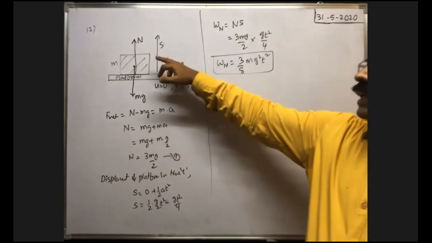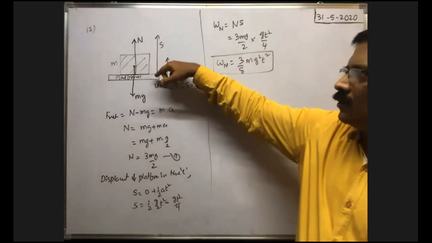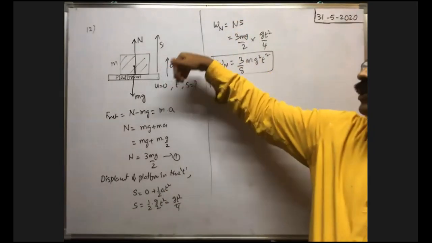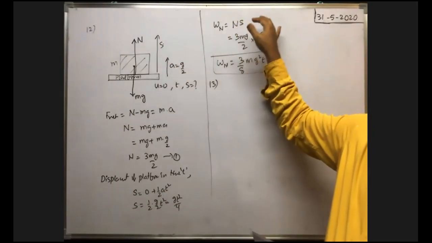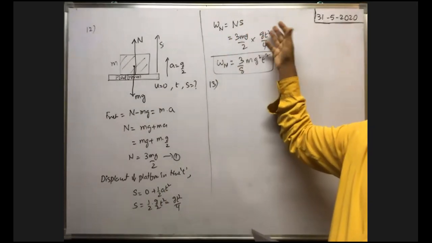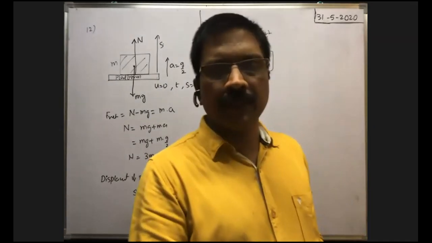Therefore, the work done by the normal reaction on the block is the normal reaction N into the displacement of the block, which moves along with the platform in the upward direction. That is s. As N and s are both in the same direction, N s cos 0 means N s. We have substituted N = mg/2, and s = gt²/4. So ultimately we got the result. Okay, next.